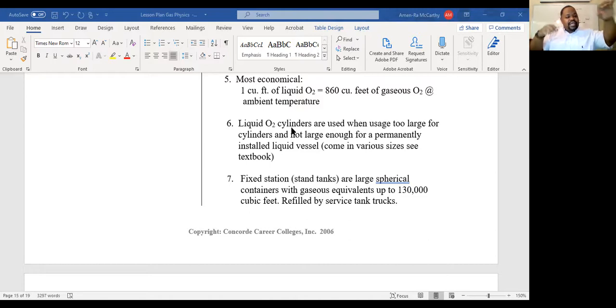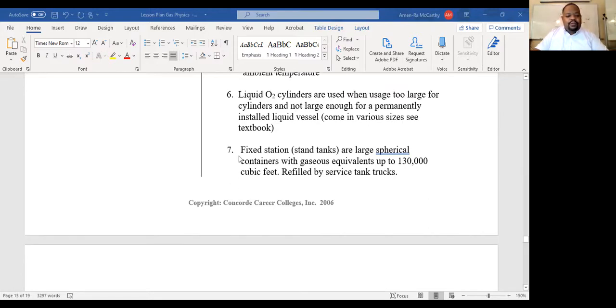It was a large H tank bolted or chained against the wall, with a line going from that to our laser machine. So we use that when the usage is too large for little cylinders, but not large enough for permanently installed like a hospital. Then we have what's called a fixed station, which are stand tanks. They are large spherical containers, and this is what you will see outside of a hospital.